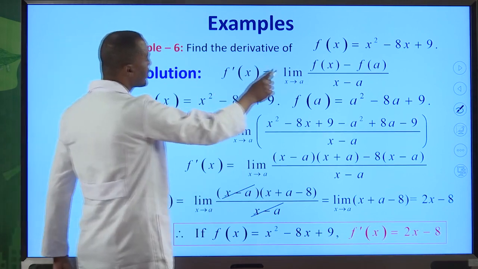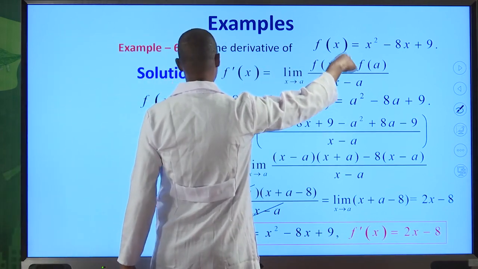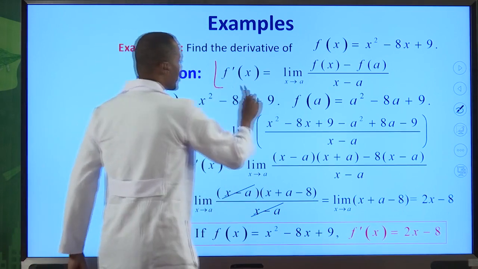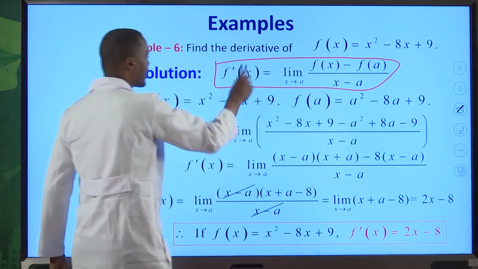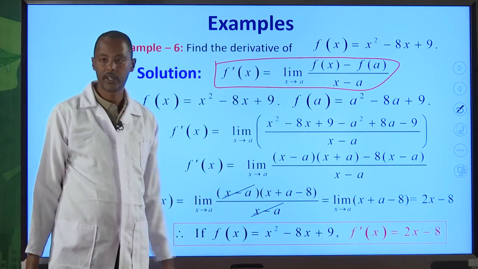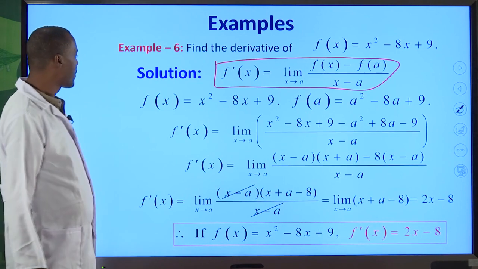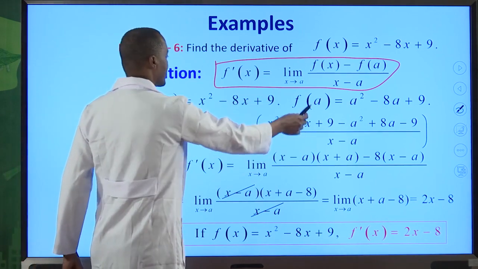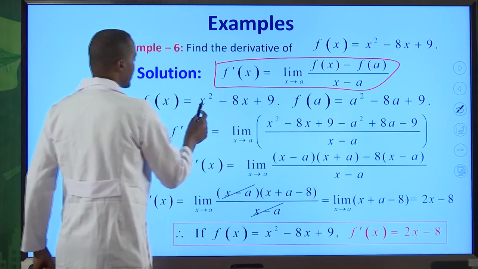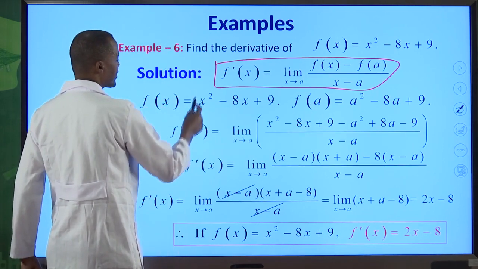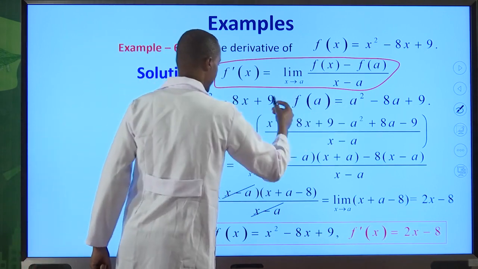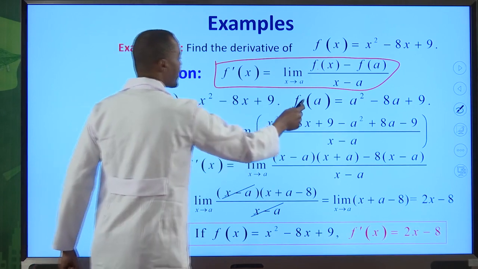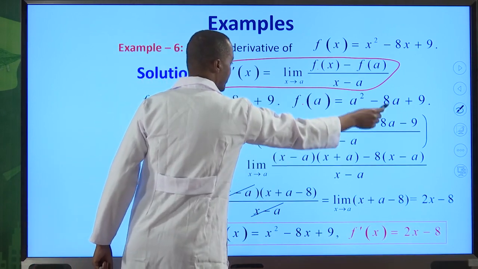Now find the derivative of f of x is equal to x squared minus 8x plus 9. If we use this formula, f derivative of x is the limit of f of x minus f of a, divided by x minus a. F of x is x squared minus 8x plus 9. And f of a is simply, you substitute a instead of x, that is a squared minus 8a plus 9. So directly substituting, f of x is this one, and f of a is this part.